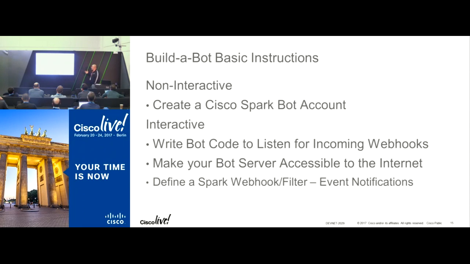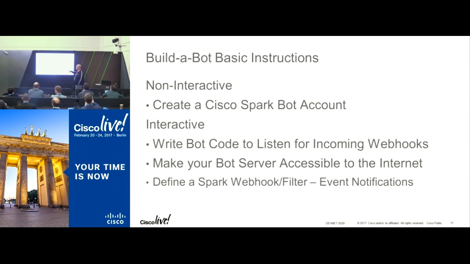If you want something more interactive, you need to write a service, essentially a web service that listens for incoming web requests, webhooks from the Spark cloud when events happen. For example, if your bot is added to a room, you can send back a welcome message. If a new message comes in with a command that's targeted for your bot, you want to process that and send a response back into the room. Your bot service has to be accessible to the internet so it can receive notifications from Cisco Spark. Like I said, that can be an issue if you're trying to run services inside the firewall, though there are well-understood ways to make exceptions and do that.